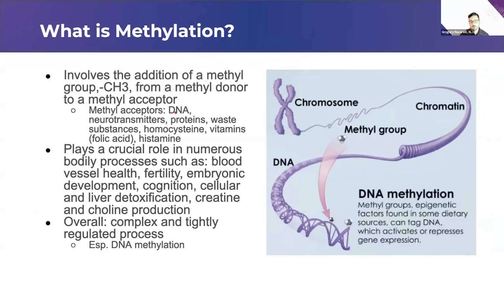Examples of methyl acceptors include DNA, neurotransmitters, proteins, waste substances, homocysteines, vitamins such as methylated folic acid, which is probably the most infamous one, and histamine. It plays a crucial role in many different bodily processes: blood vessel health, fertility, embryonic development, cognition, cellular and liver detox, creatine and choline production, just to name a few.